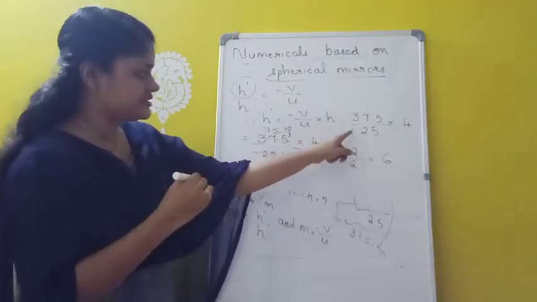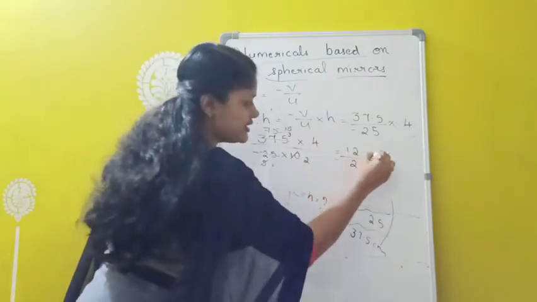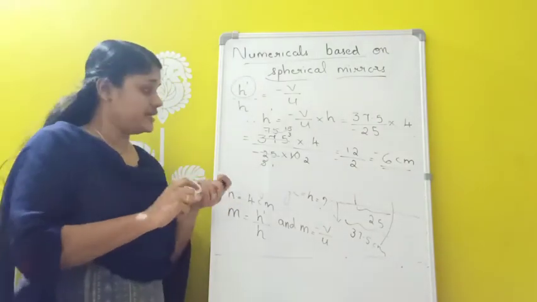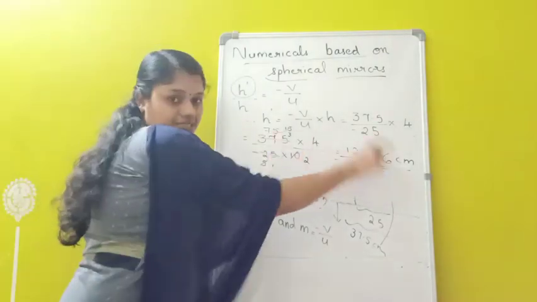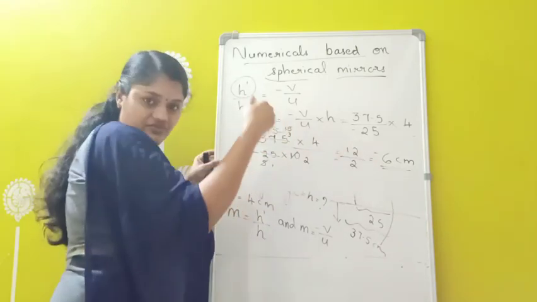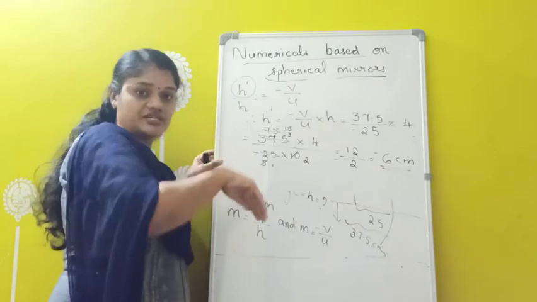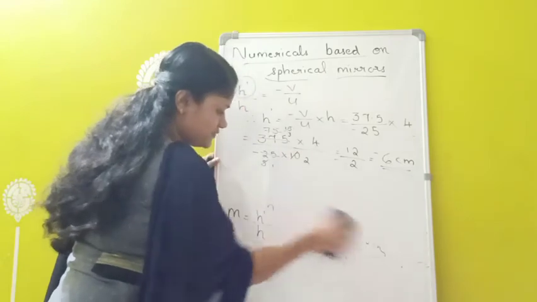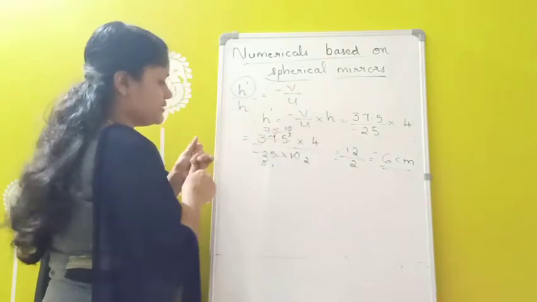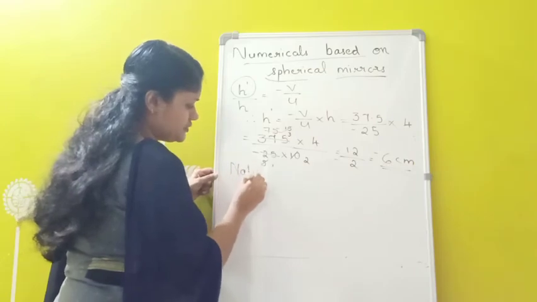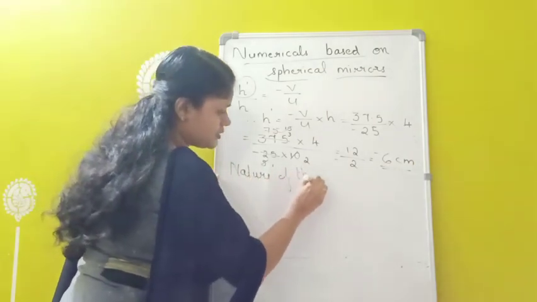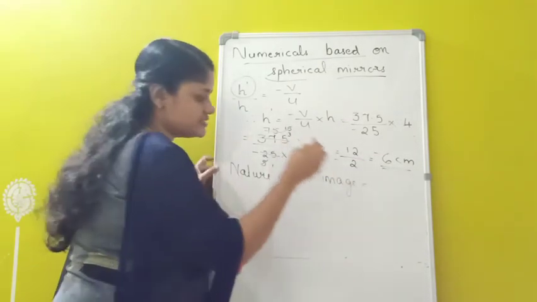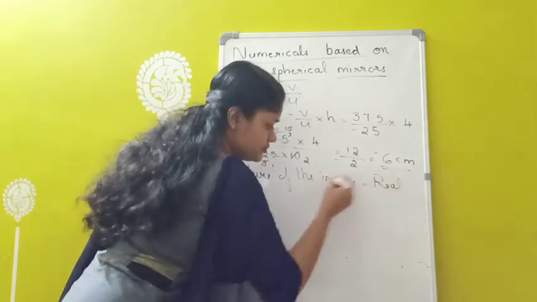Whether the minus is there? Yes, the minus is here, so here also the minus comes. So minus 6 centimeter. So the answer is minus 6 centimeter. You got this: the height of the image is minus 6 centimeter. This minus indicates the image is formed below the principal axis, that means it is an inverted image. Then what about the nature of the image? From this minus sign itself we can understand the nature: real and inverted. The nature of the image is real and inverted.